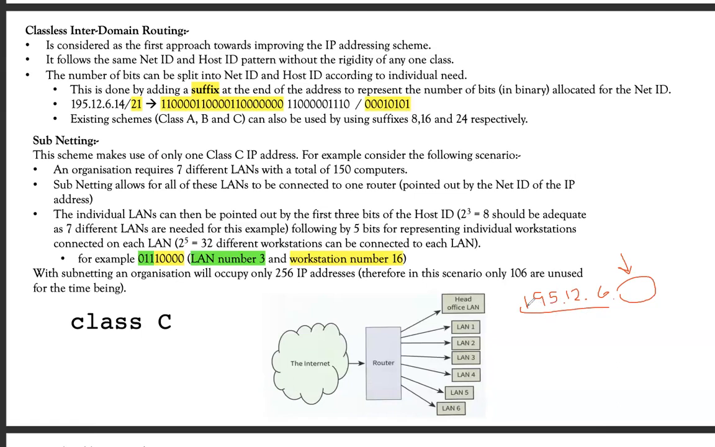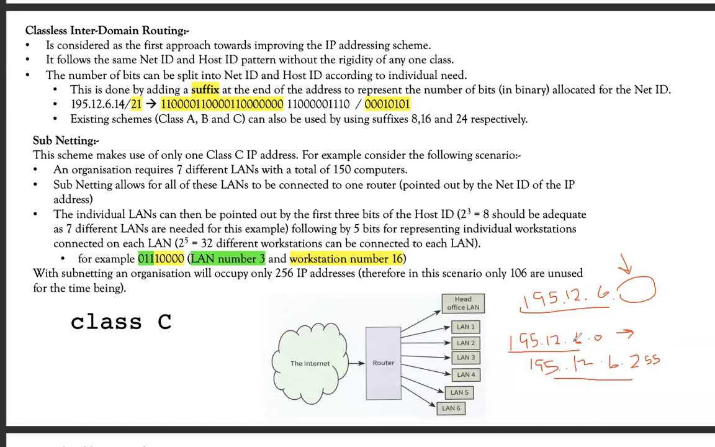Using one class C net ID, 195.12.6, I can have a range of IP addresses that go from 195.12.6.0 to 195.12.6.255. So that means that this is a total of 256 IP addresses with all the same net ID. All of them have the same net ID.